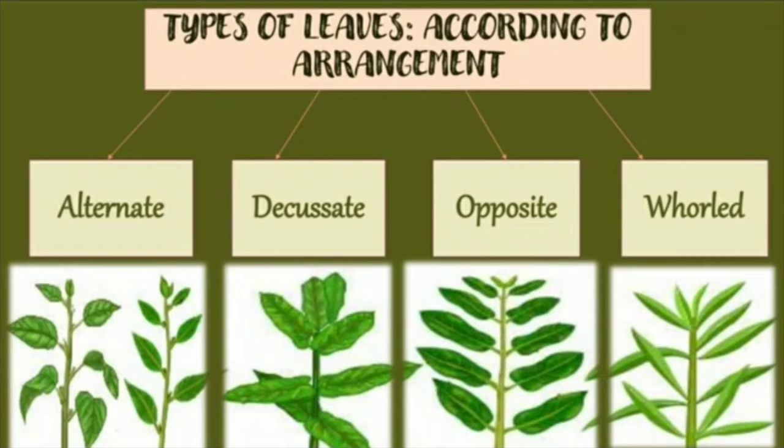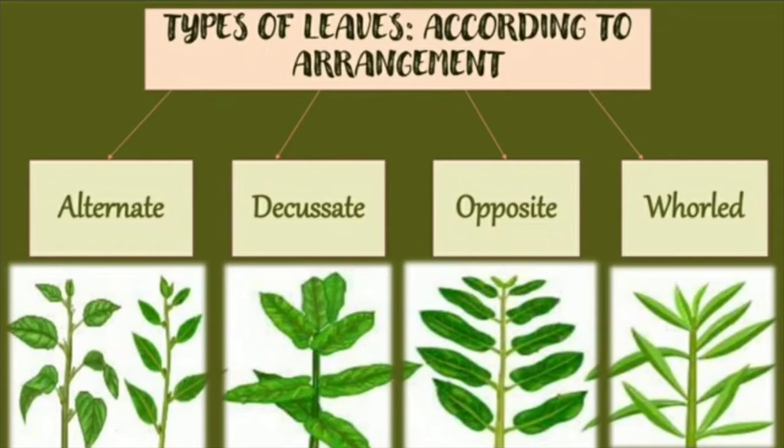Second is decussate. The arrangement of the leaflets is crossed, or they intersect each other. If the arrangement of the leaflets is crossed or they intersect each other, it is known as decussate.